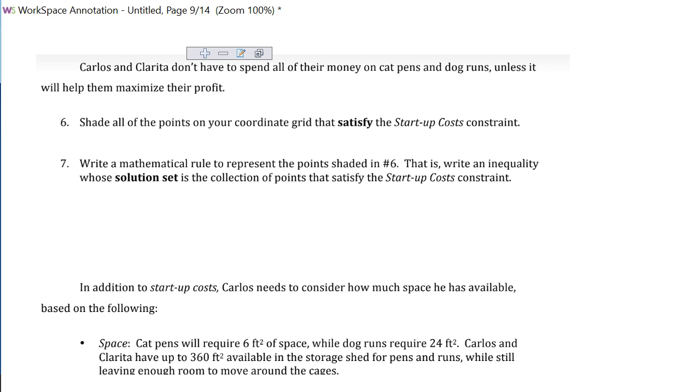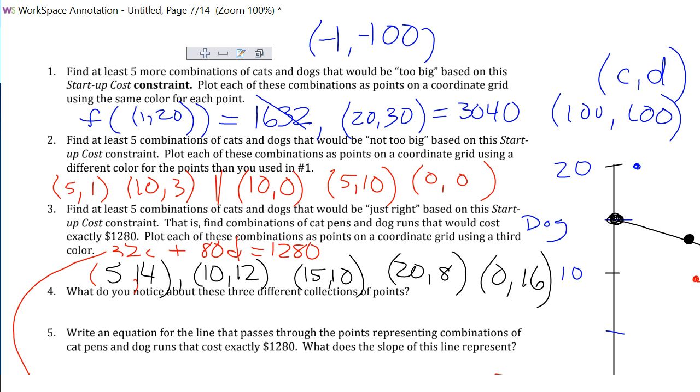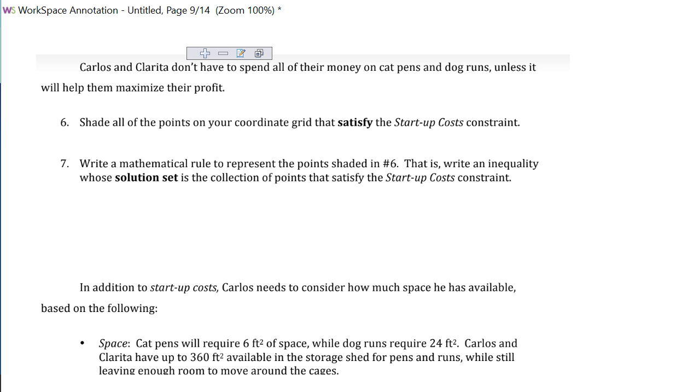Now, they don't have to spend all of their money on cats and dogs. So shade all of the points that satisfy the startup constraints. That's how you shade on a graph. All of those points we can do. Write a mathematical rule to represent the points shaded in number 6. That is, write an inequality. I want to write 2 of them.